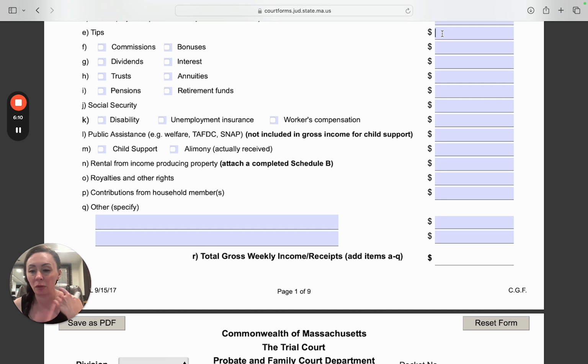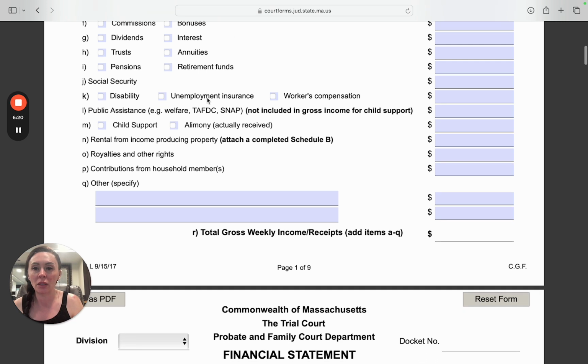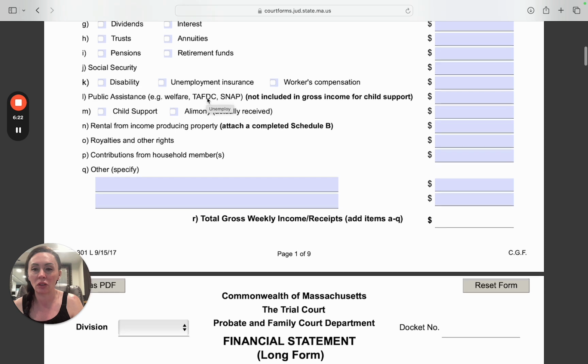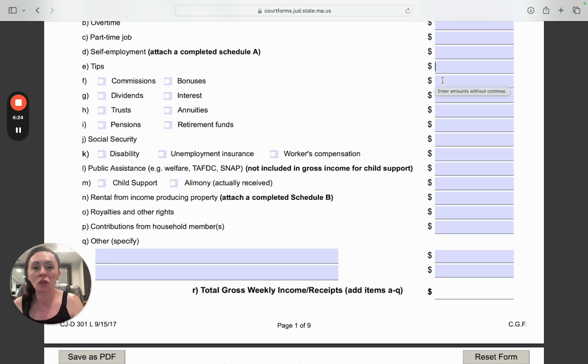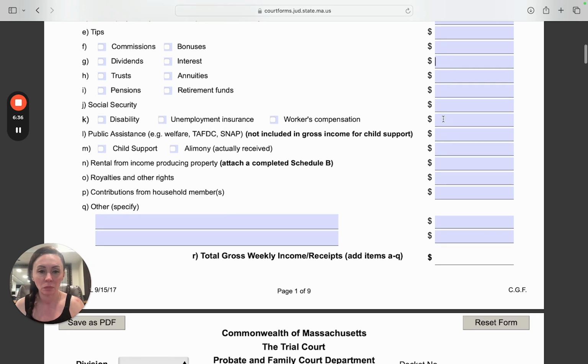Tips, same thing as before. Maybe they vary. So put in your best estimate, just leaving a trail of how you came up with the figure. Commissions, bonuses, dividends, interest, trusts, annuities. You need to leave, again, the trail. Take an average, whatever you can do. For that, just remember to make sure the number is reported weekly.